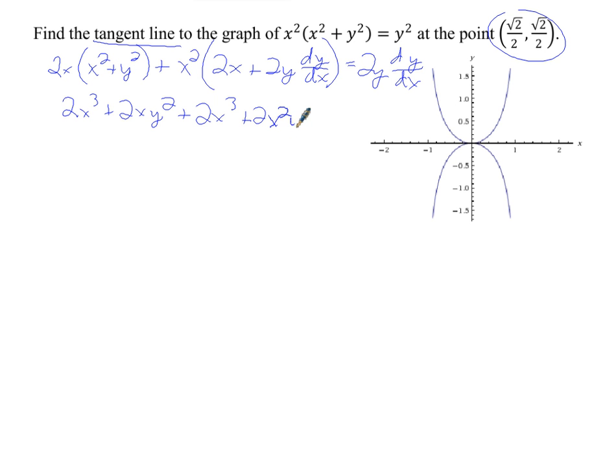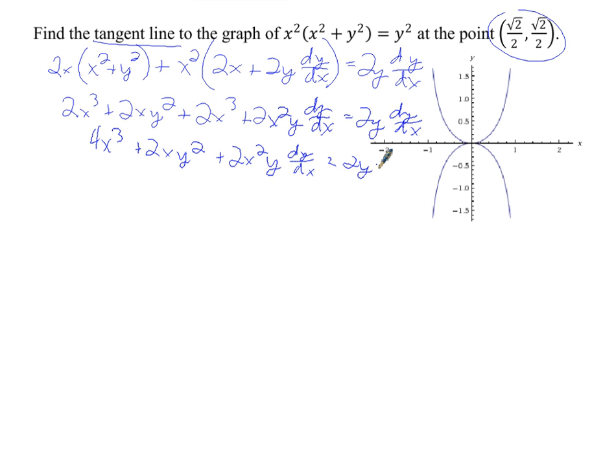2x squared y dy over dx equals 2y dy over dx. Okay? So combine like terms when we have 4x to the third. These are not like terms. So plus 2xy squared plus 2x squared y dy over dx equals 2y dy over dx. Okay, wait. I have a question. So from here, we need to collect all of our dy over dx's on one side, move everything else to the other side, right? What should I do?